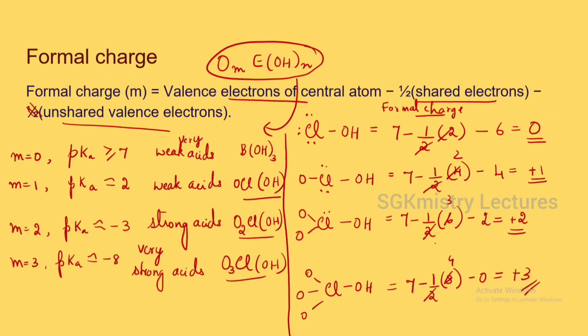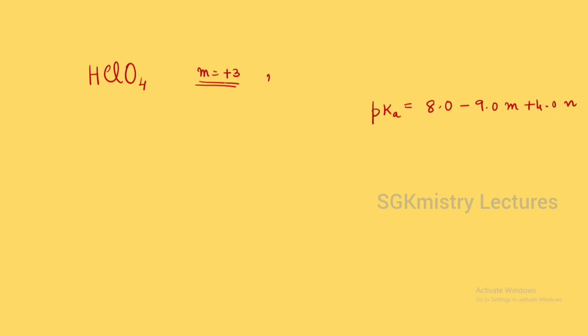So now let us look into the related examples. Let us take HClO4, where M is equal to +3, which is a formal charge. We are going to calculate it with this particular formula, that is pKa is equal to 8.0 minus 9.0 M plus 4.0 N. So let us calculate the pKa for this particular molecule. For HClO4, we calculate the formal charge, it is +3. So I'm going to substitute M is equal to +3.